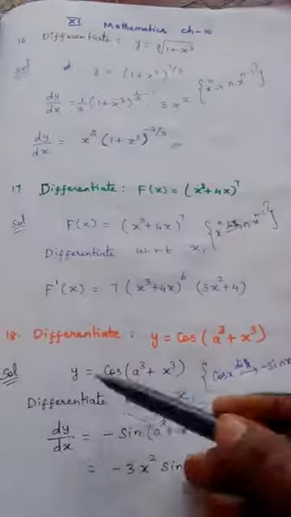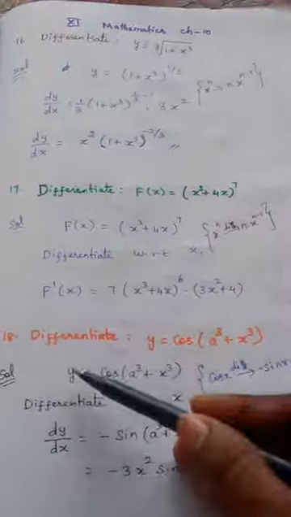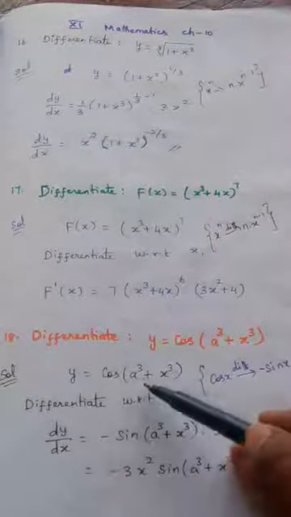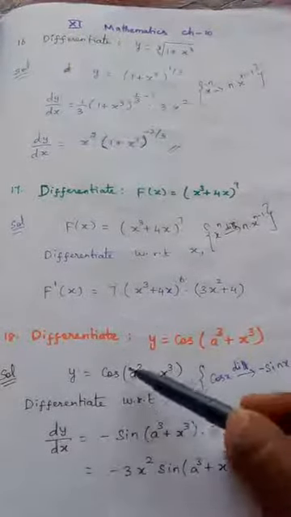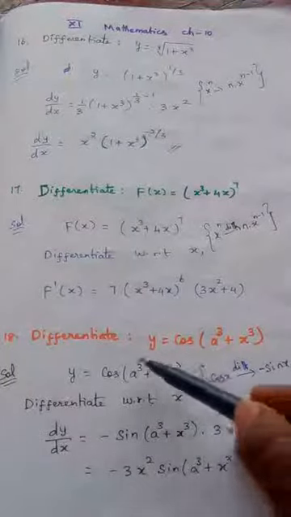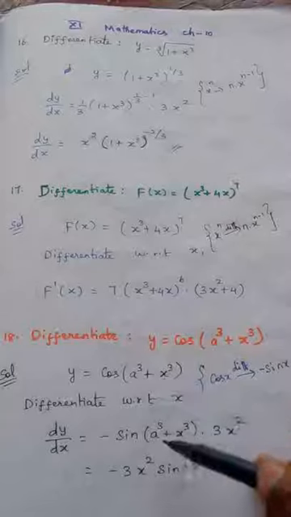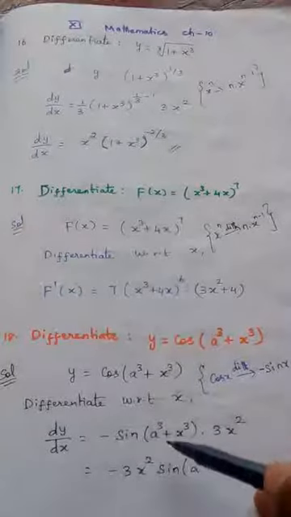So same thing, differentiating with respect to x, y becomes dy by dx. This is equal to cos x. So you have to assume this as x. We are assuming this as x. So the answer is minus sin x. So we are writing minus sin x.